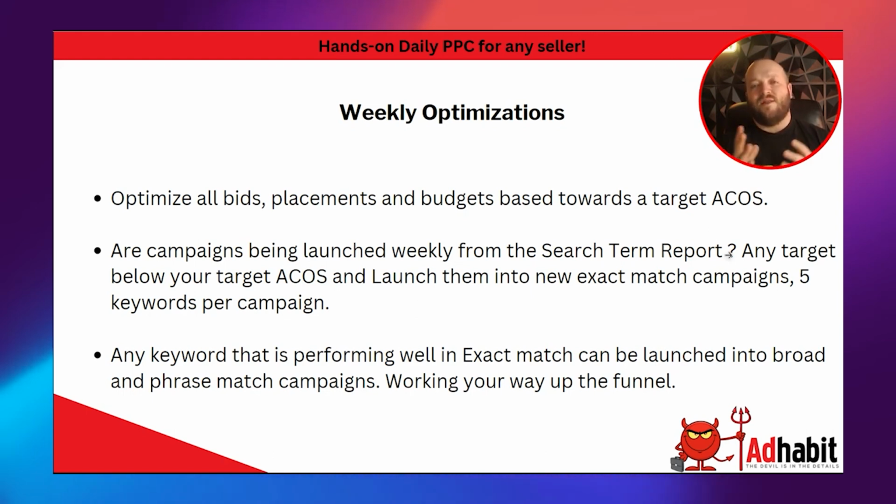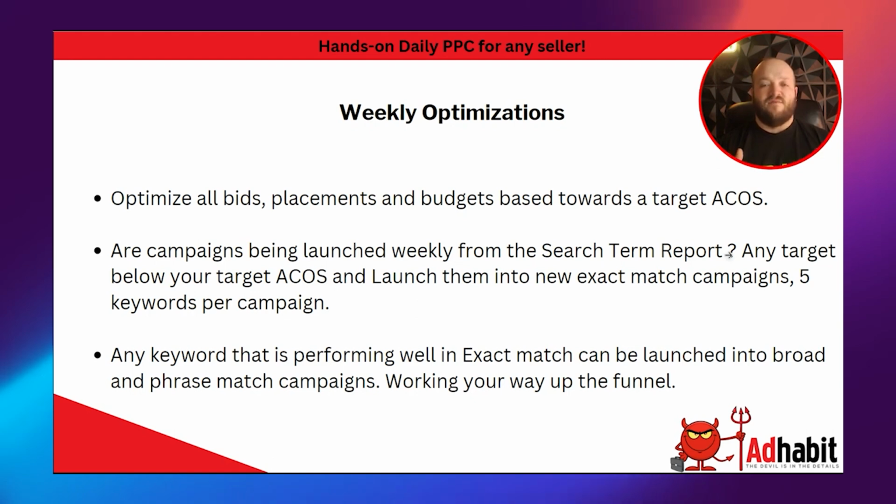But what you want to do is take those and start to add them to exact match and exact product targeting campaigns, so you can control a little bit of the impressions and put the right bid to maximize your orders in each one of those targets at your target ACOS. And this really helps to grow your account over time. So I suggest going into your search term report every single week, figuring out where you performed well, and make sure to launch those new campaigns every week.